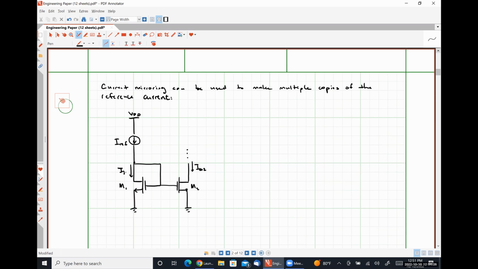Here, I'm just going to put ID1. So this is our basic current here. If we tie more transistors to where they share effectively the same potential at the source and the same potential at the gate, something like this, so this is M3, then transistor M3 will also carry a copy of the reference current.